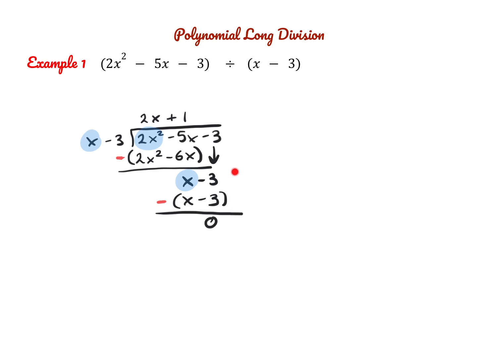So when you have no more terms to bring down, that's how you know you're done. So in this case, we have our quotient. Our quotient is 2x plus 1. And in this case, we don't have any remainder. So this is our complete answer. And it actually means that x minus 3 divides in evenly, which means that x minus 3 is actually a factor of my original function.